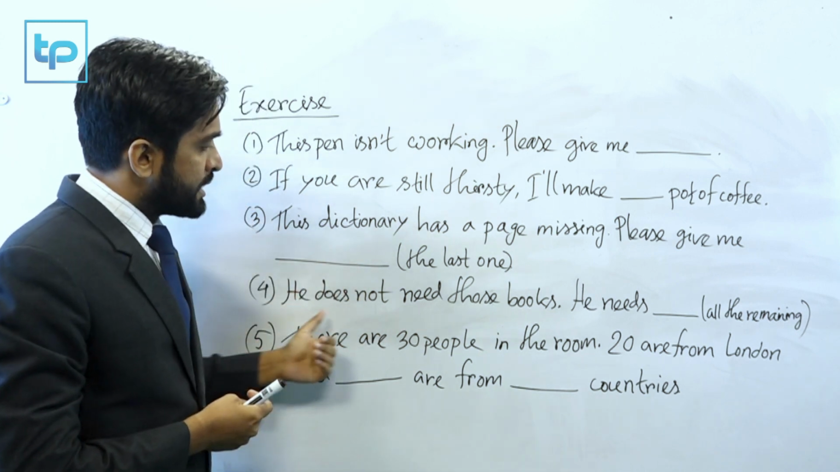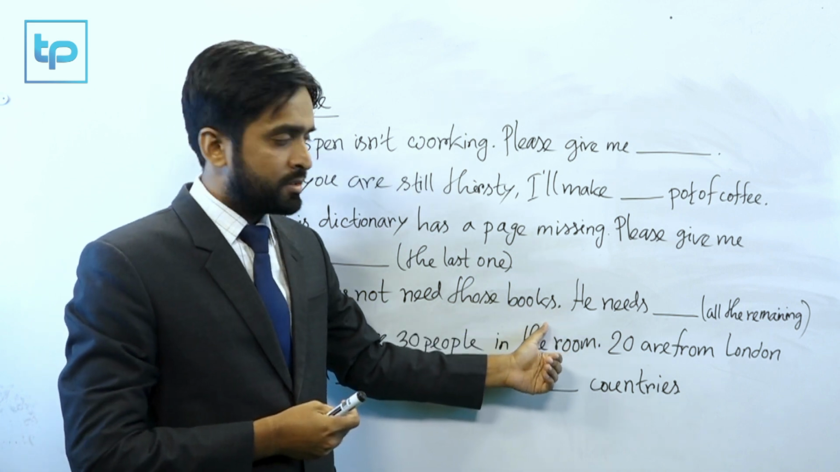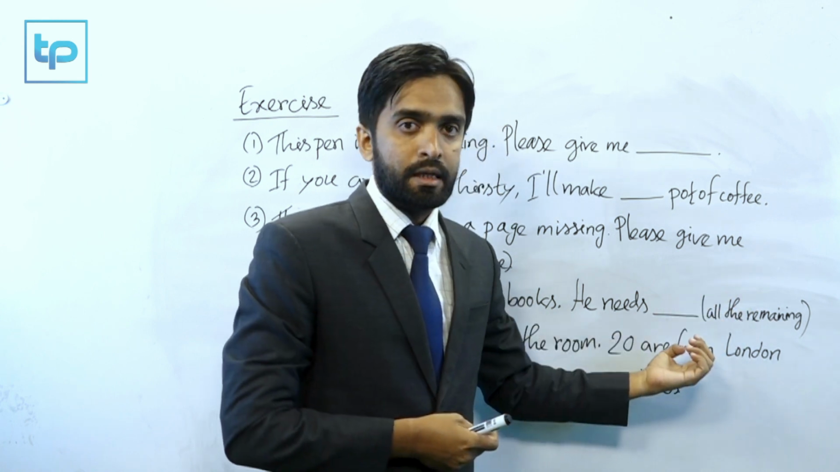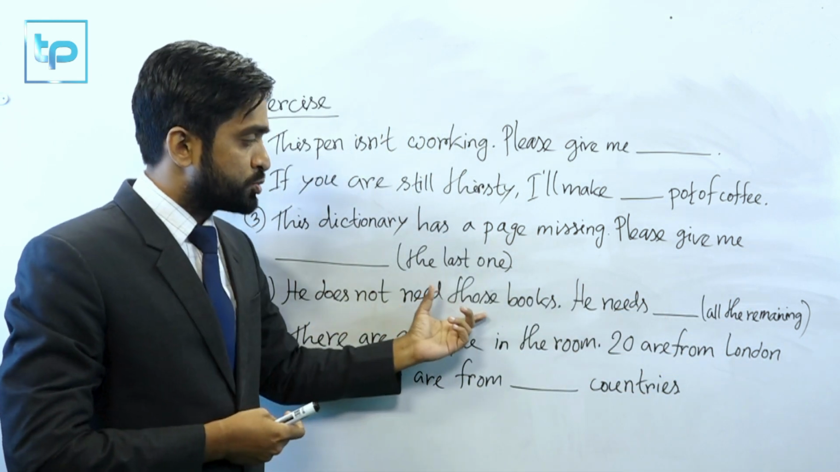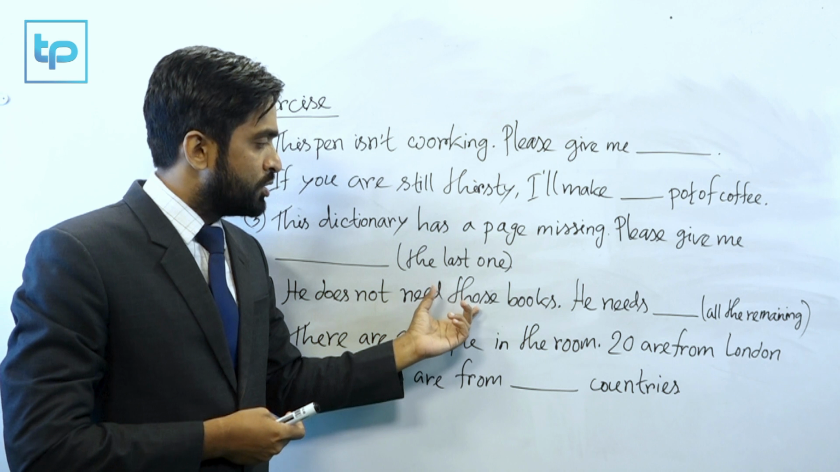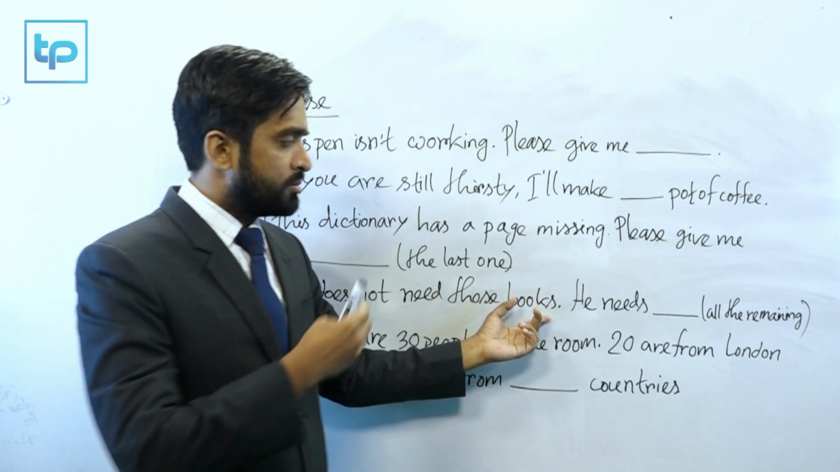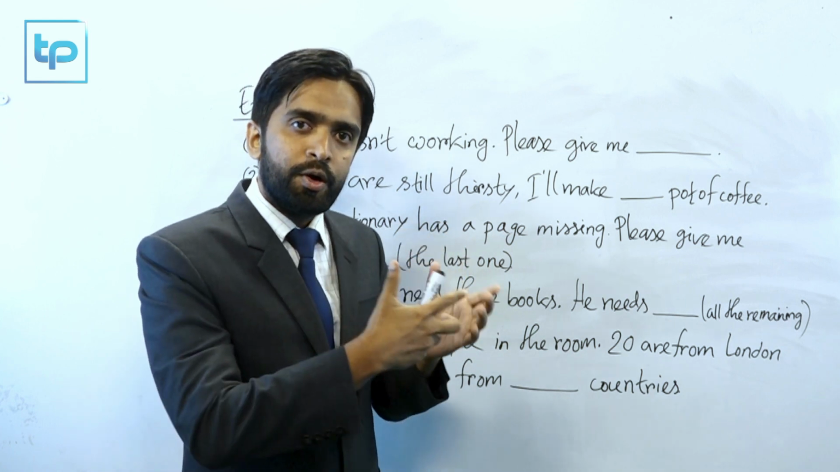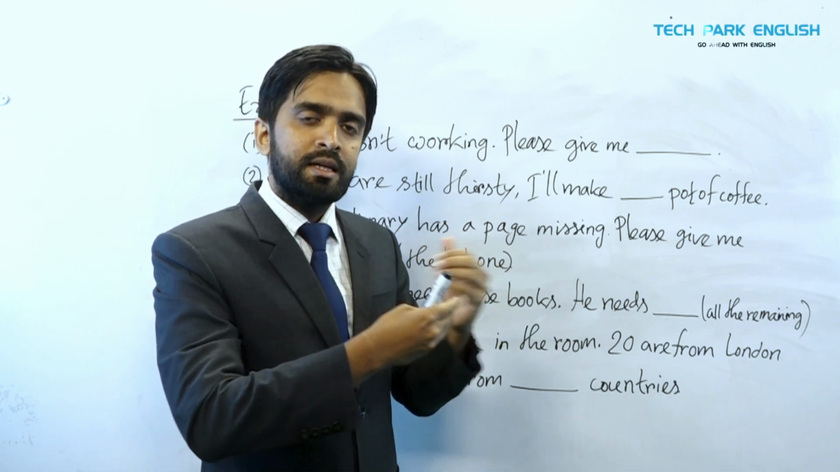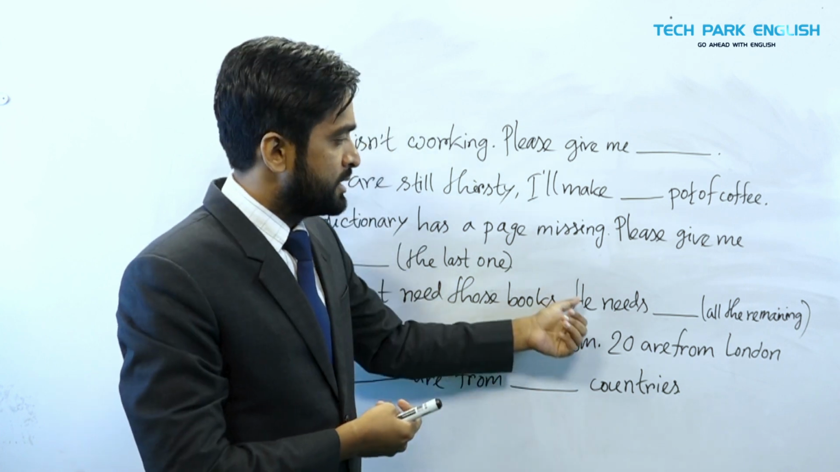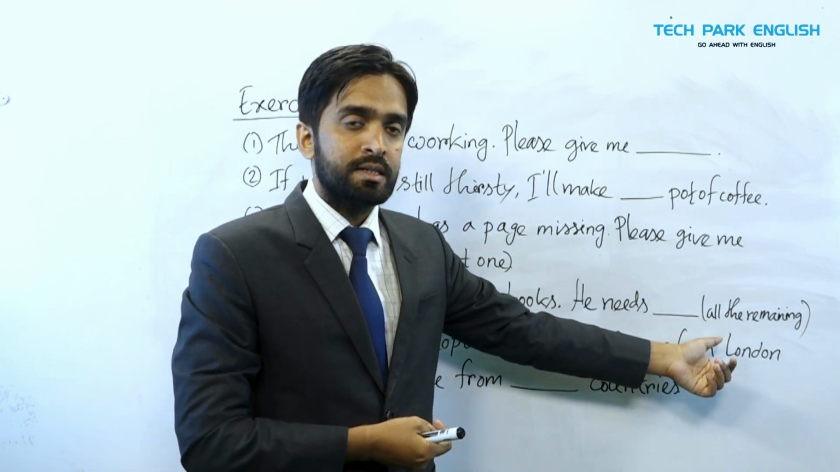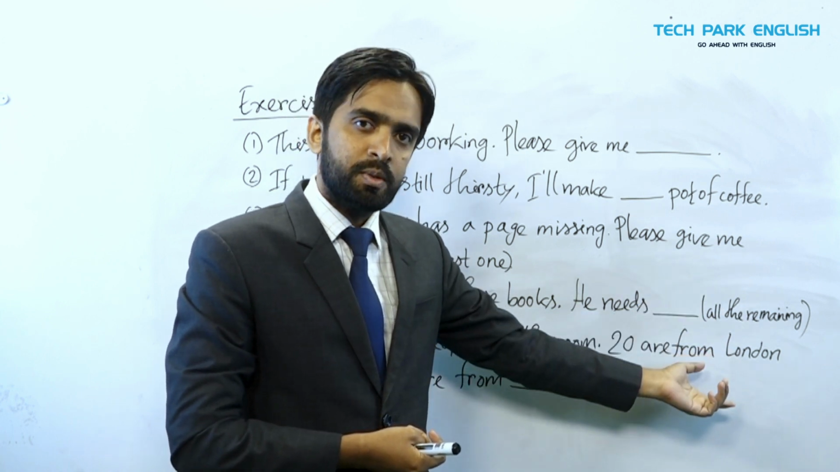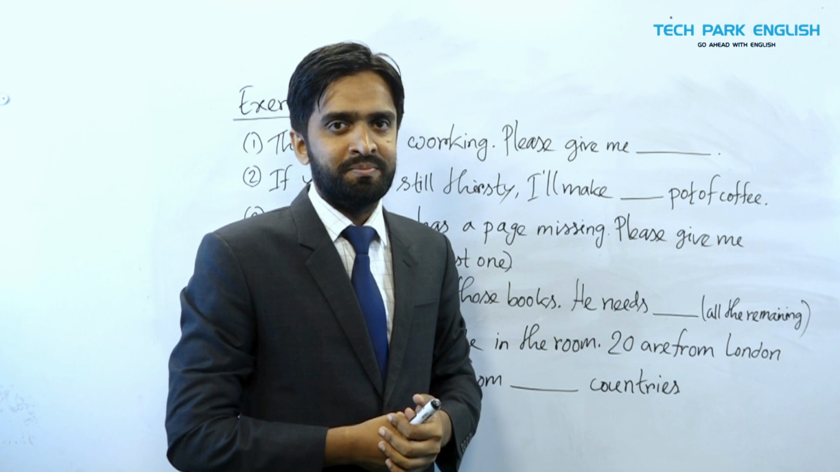Number 4, he does not need those books. He needs dash. That means he needs all the remaining. Maybe he does not need those 40 books, but maybe they have 50 books. Among them, these 40 books are not needed by him, so he needs the rest of the 10 books. So you could say he needs all the remaining. It means he needs the others. He needs the others means he needs the rest of the 10 books.